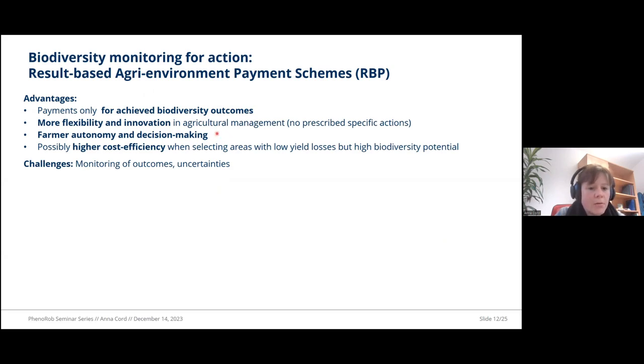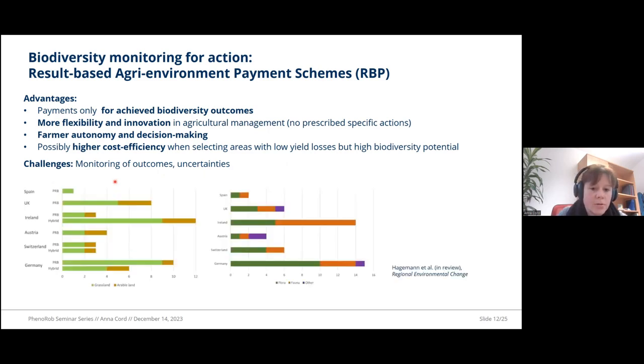There are quite a lot of arguments for this. We assume that there's more flexibility and also more autonomy for the farmers, because they can decide what they want to do with their land, so no specific actions are prescribed. And we also can show that in some cases they have higher cost efficiency, because you may select areas with low yield losses but high biodiversity potential. And here the challenge really is the monitoring of outcomes and uncertainties.